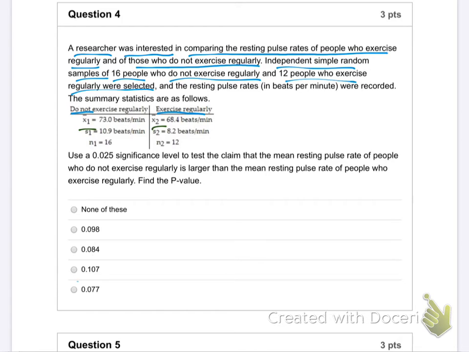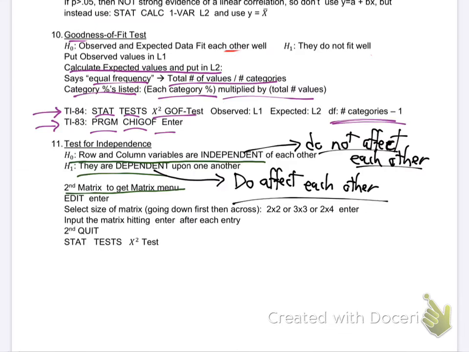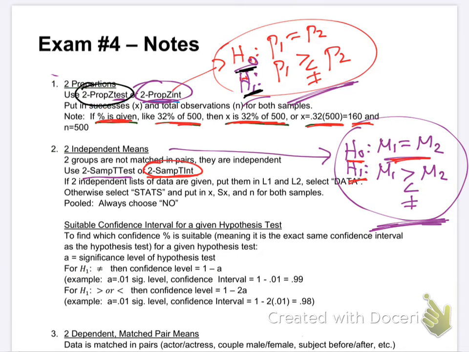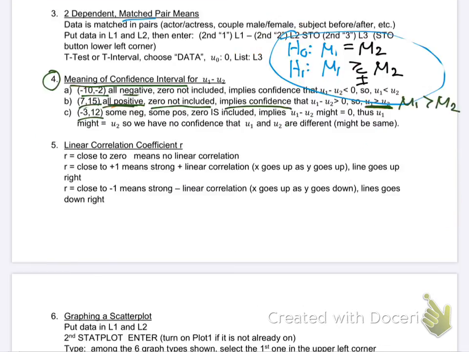There's no percentages anywhere. Let's go back to our exam notes. So it must be number 2 here because we're talking about 2 independent means, not proportions. It's not number 1 with proportions. So we're either going to do 2-sample t-test or 2-sample interval. Is this one a hypothesis test or a confidence interval? Let's see.